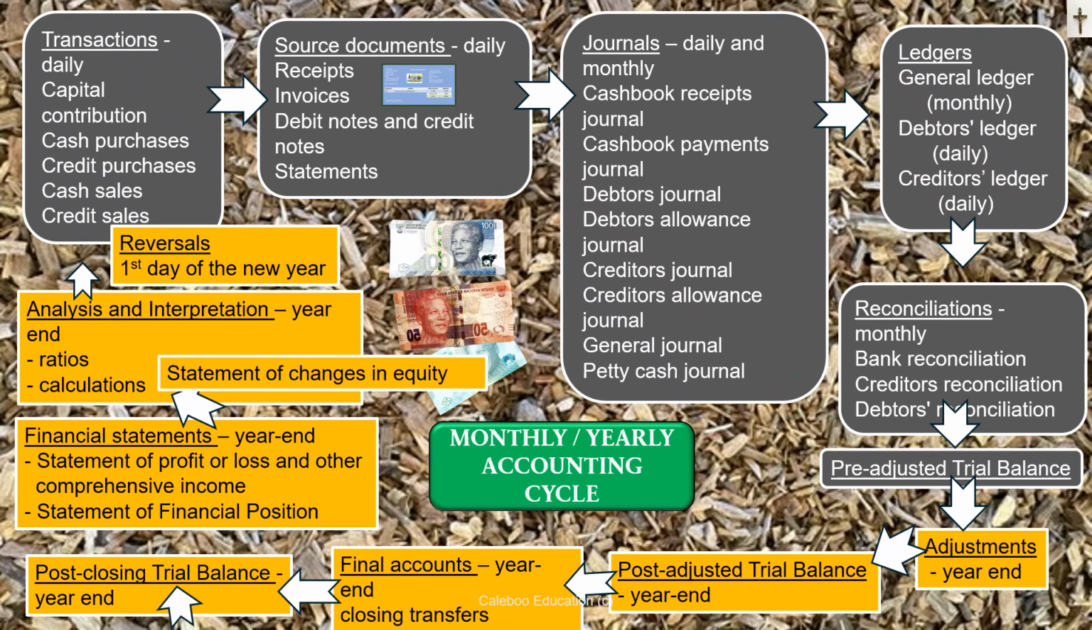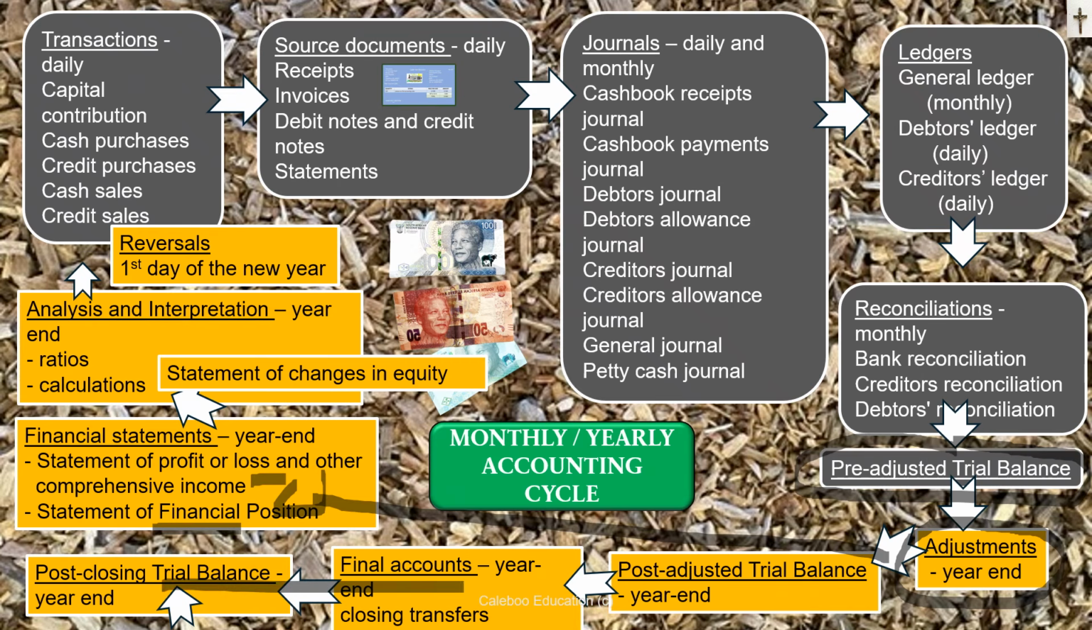So just very quickly, you are given a pre-adjusted trial balance. The adjustments which we're doing at year end, you will do as workings. Then what will happen is, from the workings, you're going to complete financial statements. So a statement of profit or loss and other comprehensive income, as well as a statement of financial position, an income statement, and a balance sheet.